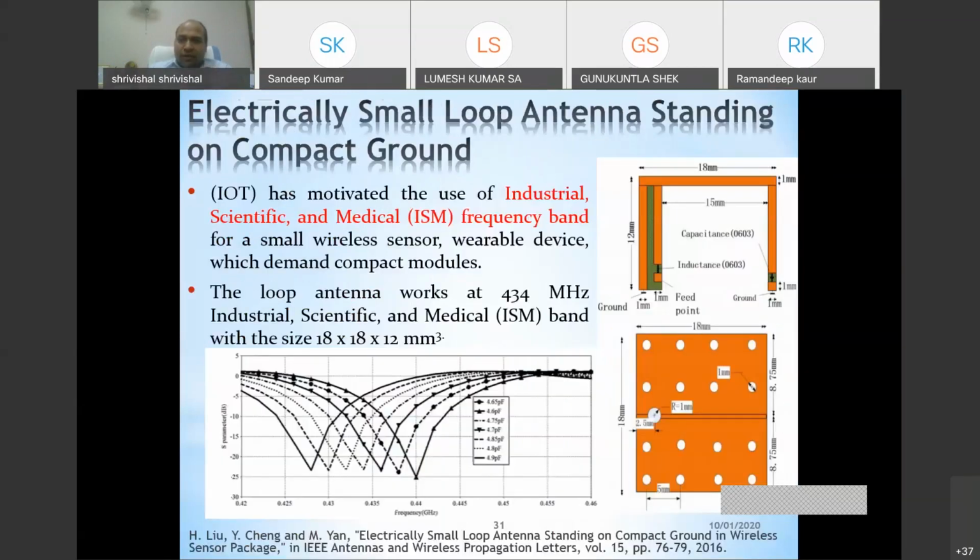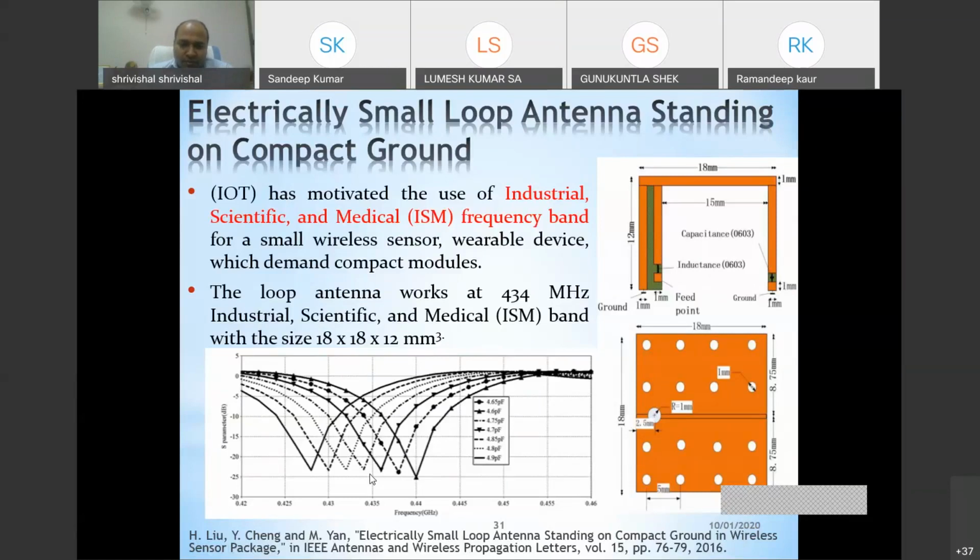Next, electrically small loop antennas standing on a compact ground are used in one application. They have proposed it for an ISM band, using diode-based switching through an inductor and capacitor section. You can see they are using an inductor at this side and a capacitor at this side. Based on their on and off functionality, they are changing the value of the inductor and the capacitor in the design, and based on that they are changing their operating range.